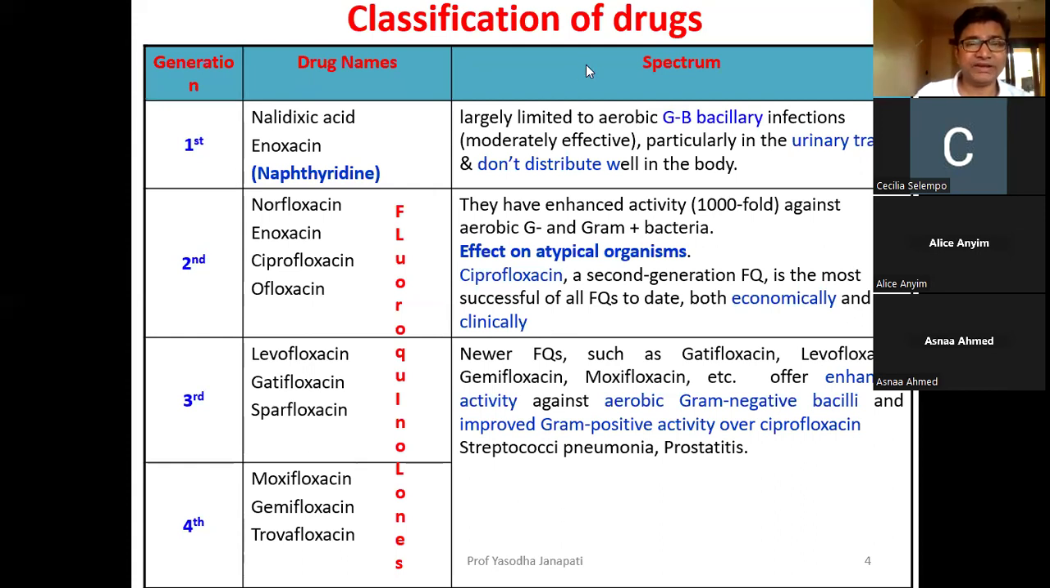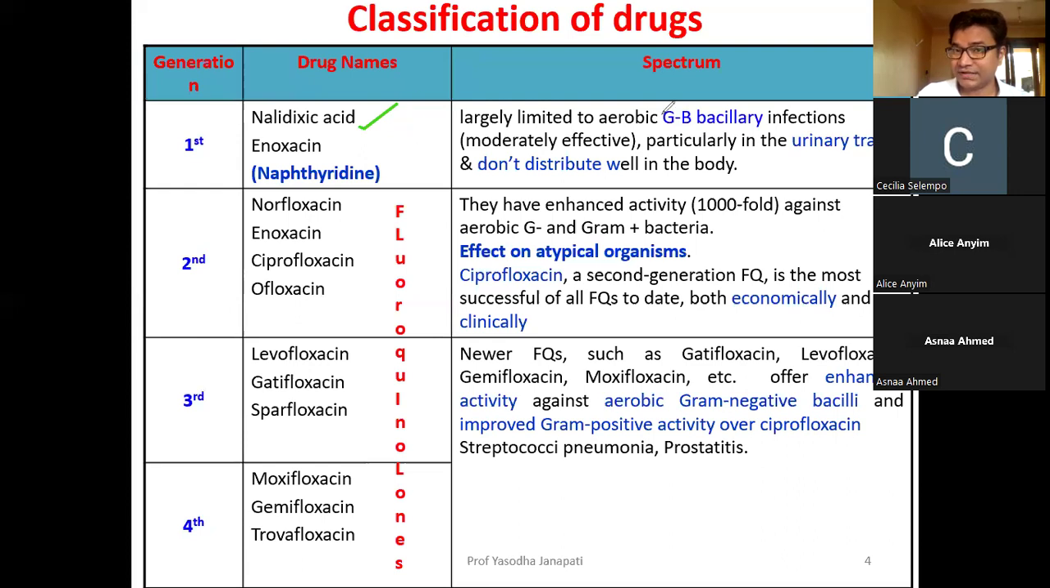These are various generations of drugs. The drugs are classified based upon generation of drugs. Let us see, while we are learning, we will see it. The first generation drugs are called nalidixic acid and enoxacin. Both of them have naphthyridine nucleus, that is diazanaphthalene structure.